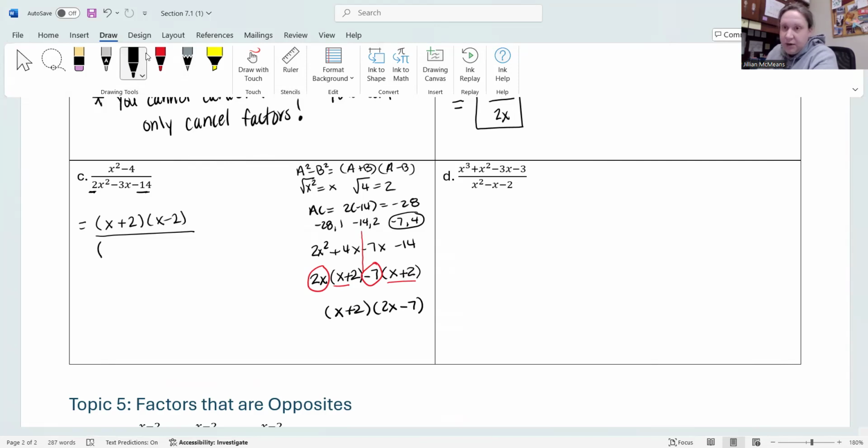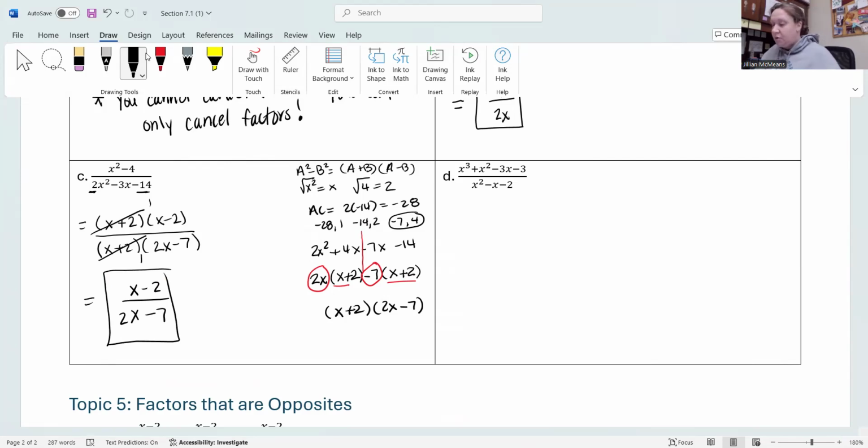So over here, back to the regular problem, my denominator factors as x plus 2 times 2x minus 7. Now let's see what we could cancel. Well, when I look at this, the top and bottom both have a factor of x plus 2. So x plus 2 divided by itself is 1. Then we have 1 times x minus 2 over 2x minus 7. And that is your final answer.